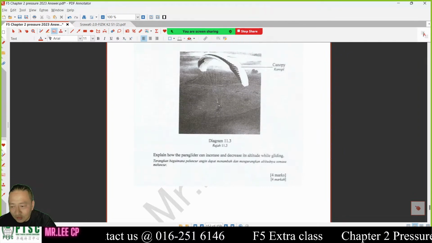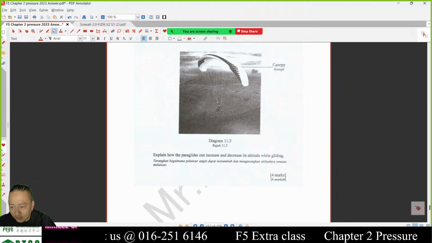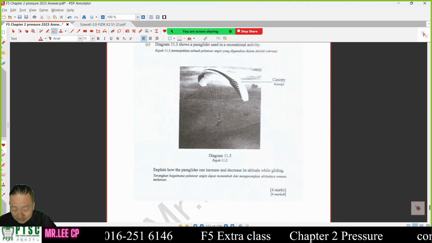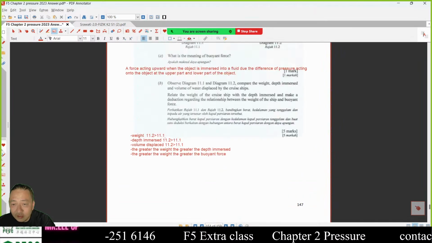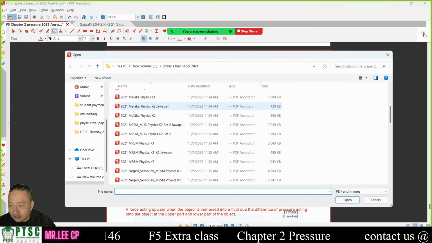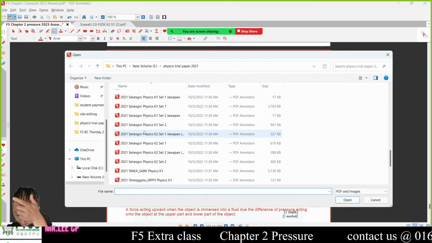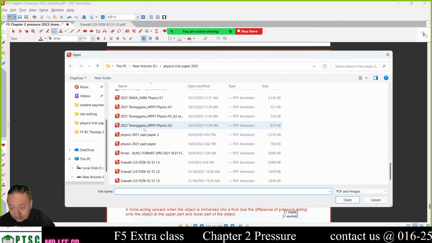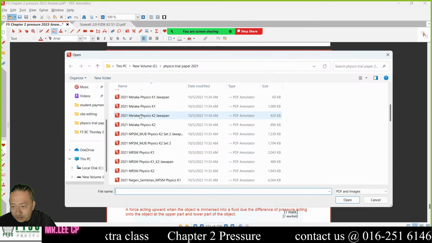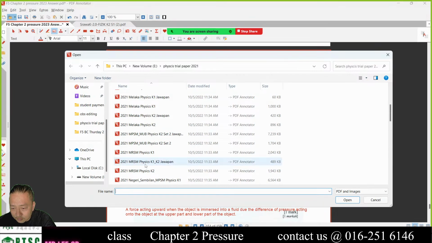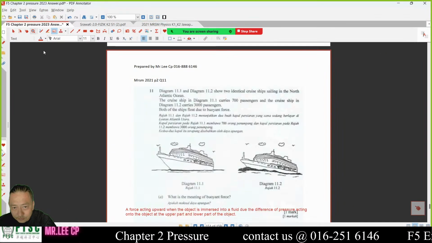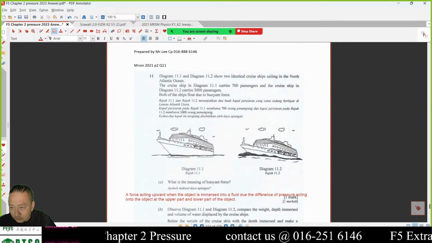This one, some of you are not doing well. So I'm going to show you how to answer, given the letters. Alright, from here we look at the answer first. This is SPM 2021, Question 11.